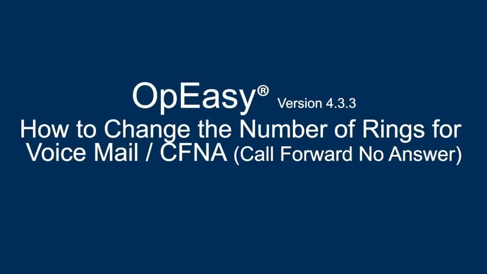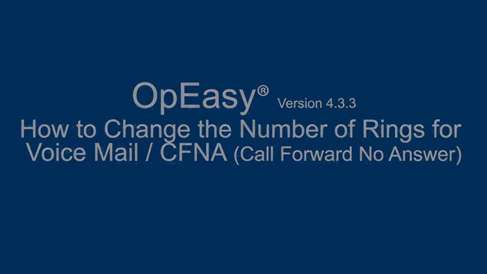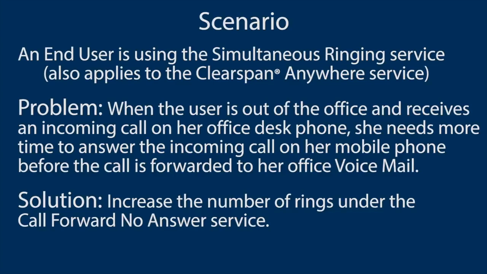In this tutorial, I'm going to show you how to change the number of rings before an incoming call will go to voicemail. This works with call forward no answer. For this scenario, I have an end user that is using the simultaneous ringing service, meaning when their desk phone rings, they want another phone to ring also. In this case, it's their mobile phone. This scenario would also apply to the ClearSpan Anywhere service.